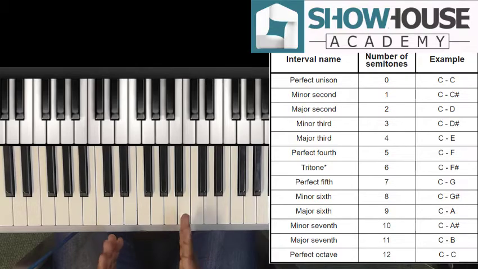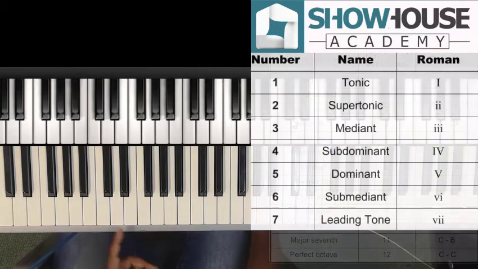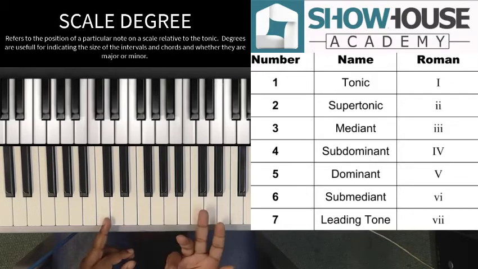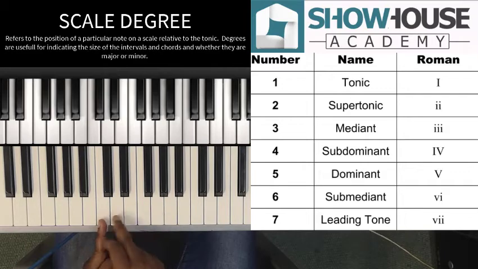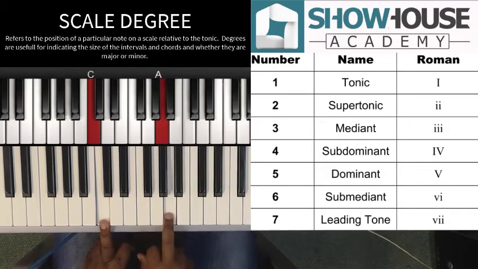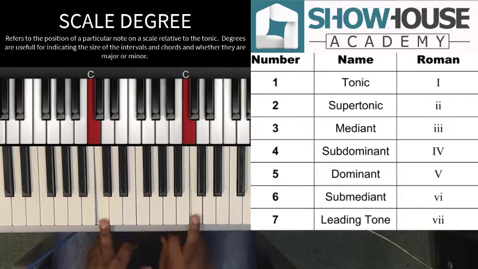Now that we know the intervals, the intervals also have scale degrees. Scale degrees are not complicated, and are almost the same as the intervals: unison, major second, major third, perfect fourth, perfect fifth, major sixth, major seventh, and then octave.